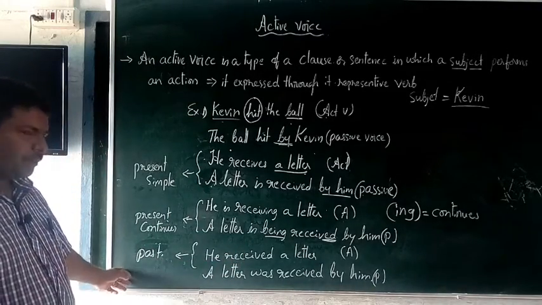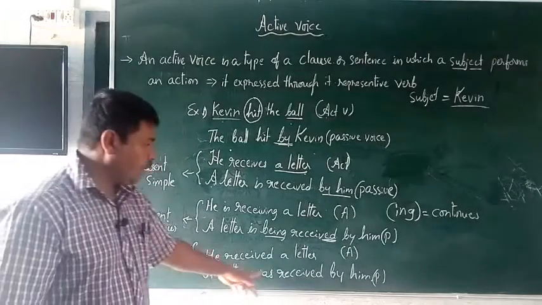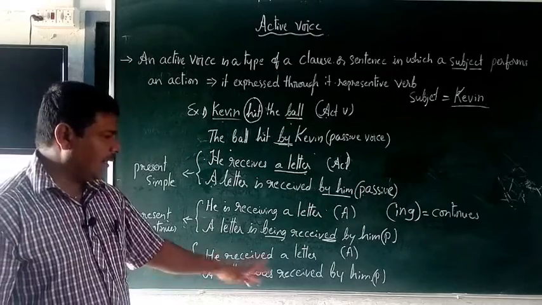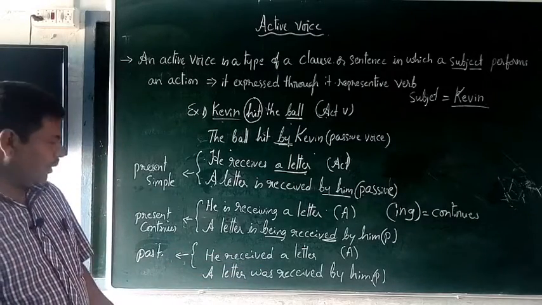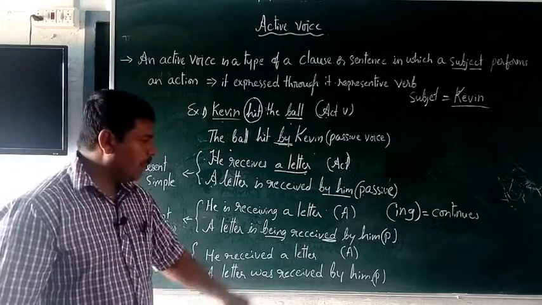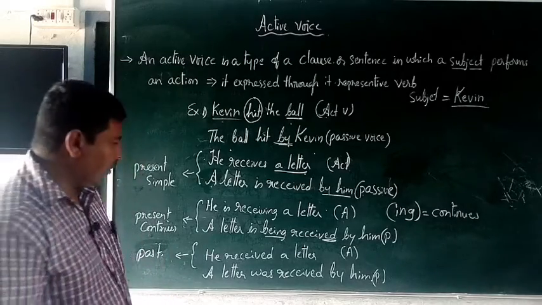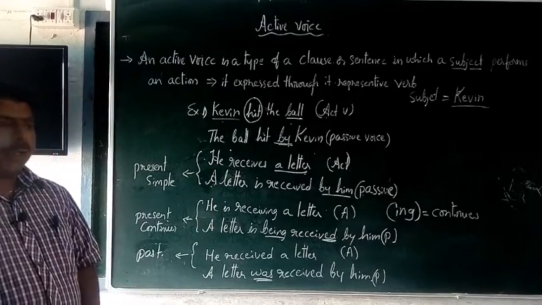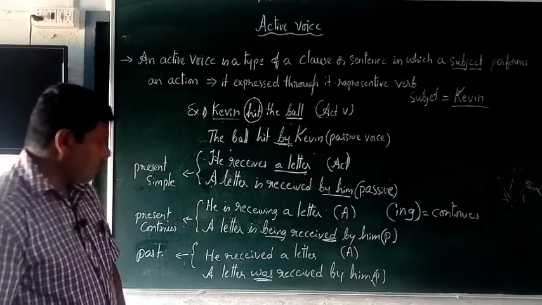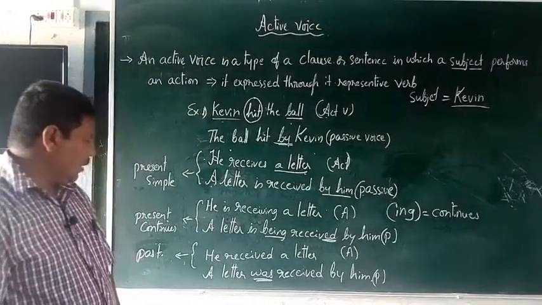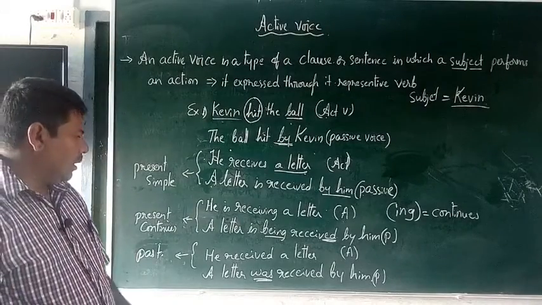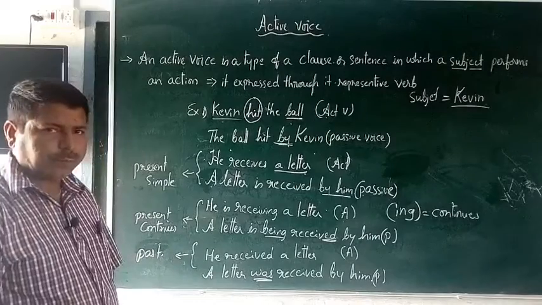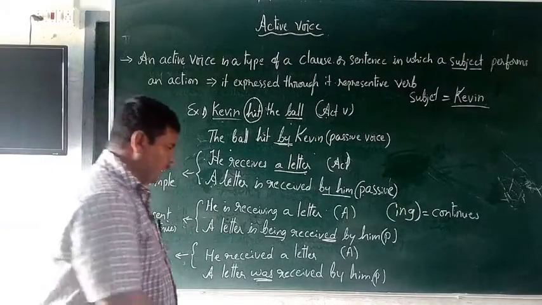But in the past, he received a letter. Here the active is: he received a letter. The passive becomes: a letter was received by him. What happened? Is became was. He received a letter. Here was makes it the past. Clear? And here two words, was and received.